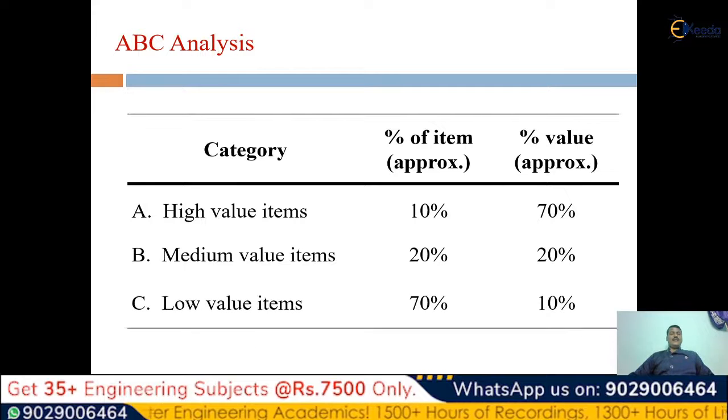Based upon that, the percentage of items will be approximately 10% for high value, 20% for medium value and 70% for low value. Similarly, the percentage of value will be around 70%, 20% and 10%.